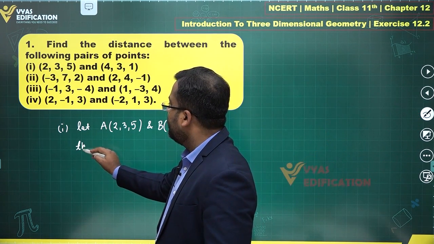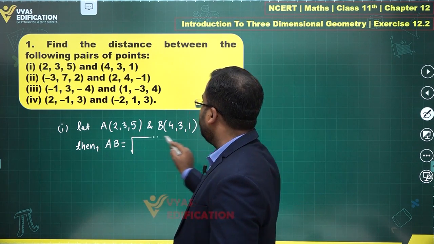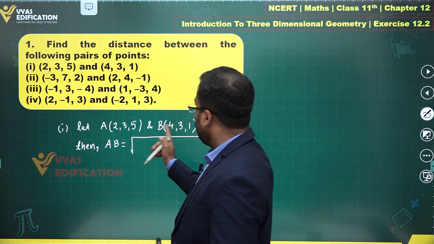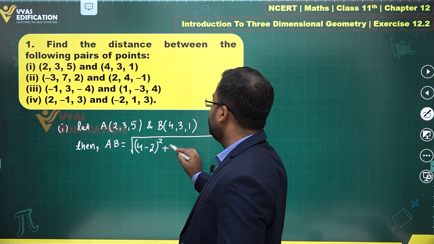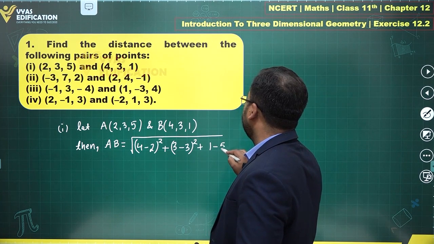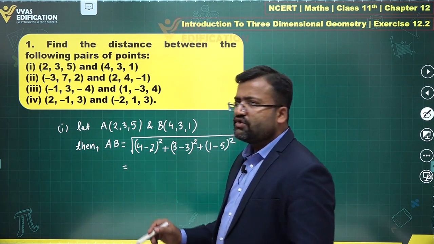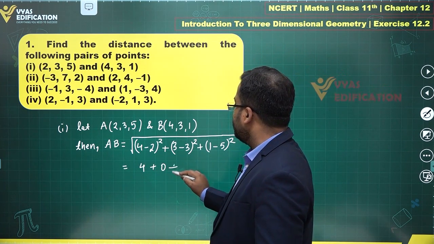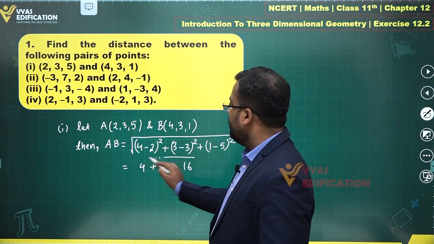Then AB is equal to under root of, as I said, (x2 minus x1) square. So (4 minus 2) squared plus (3 minus 3) squared plus (1 minus 5) squared is what you'll need over here, right? Now what is 4 minus 2? That is 2, and square will be 4, plus this is 0, plus 1 minus 5 is minus 4, the square will be 16 in the under root.